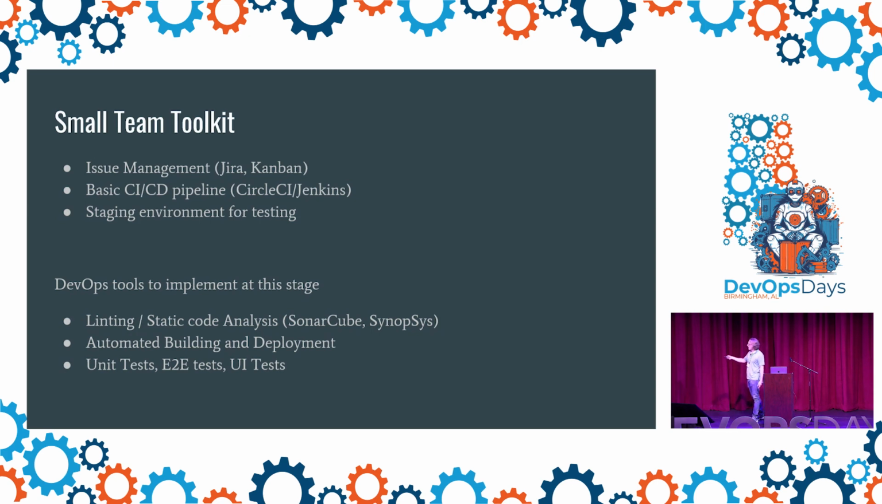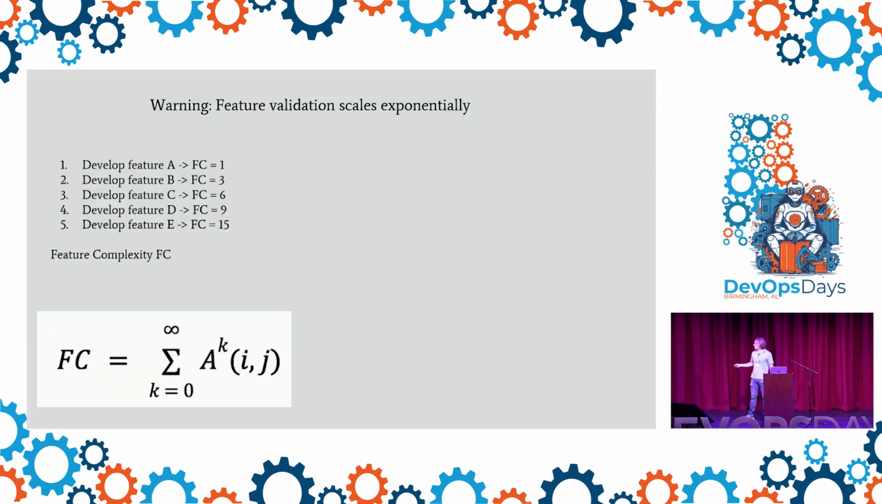But until then, we have to rely on issue management software. We need our Jira. We need a shared build environment. That's where our CI pipelines come in. And then we need an area to test before we put it into production. That's where staging environments, et cetera, come in. Those are all obvious.